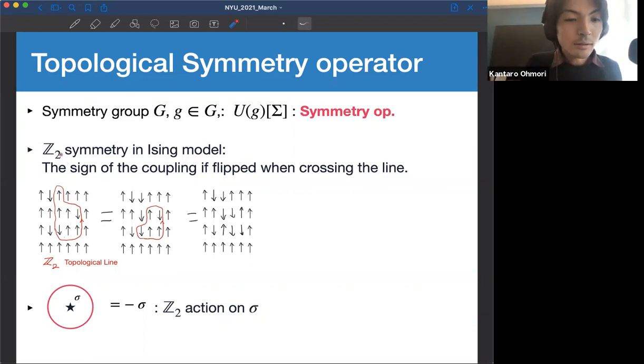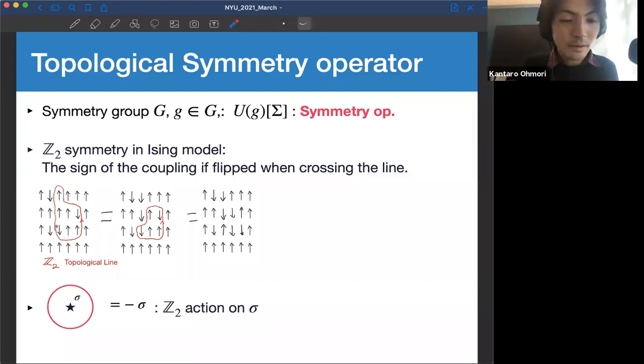Okay, I can define this Z2 symmetry topological line, or topological defect, by first drawing some line. This is my line operator, and I declare that I flip the sign of the coupling between the spins crossing this line. So these couplings are flipped. That's my definition of this Z2 topological line.